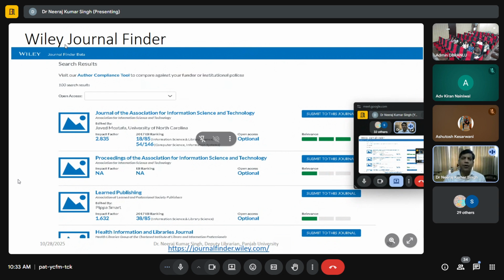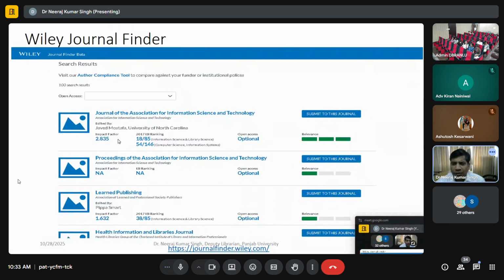like Wiley Journal Finder, and repeat the same thing. Now you can see, what do you think? Is this journal appropriate for my same article or not? What do you suggest? Just tell me. Very good. So this is very high relevance. If relevance is shown in three square dotted lines, that means the chances of acceptance are more than 75%.